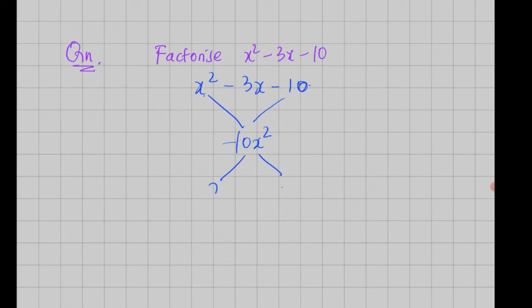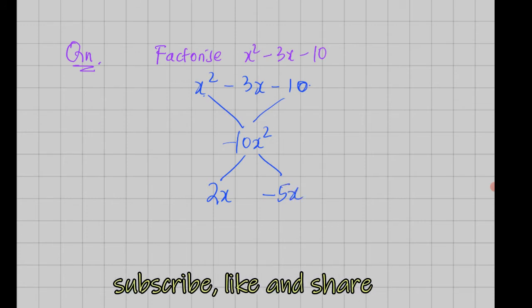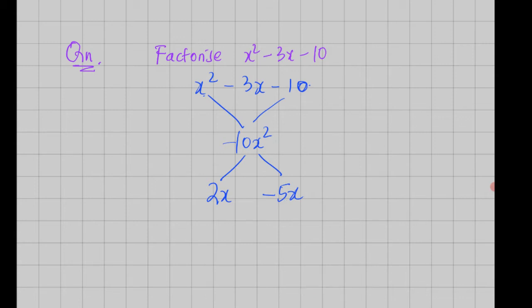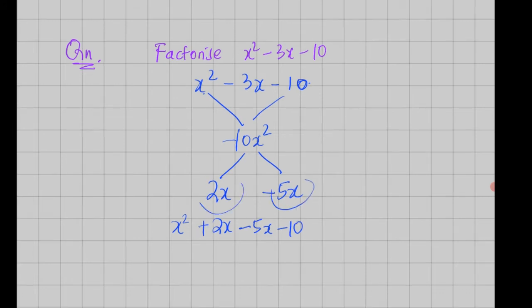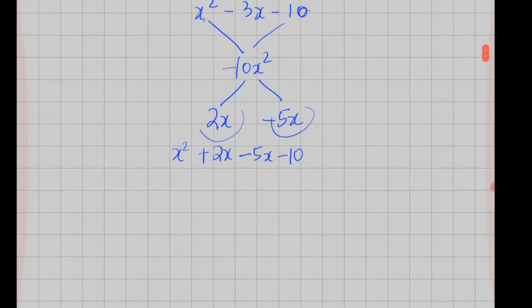So what are these numbers? These are 2x and minus 5x, right? If we say 2x times minus 5x, we get minus 10x squared, and if we add these, we get minus 3x. So we write x squared plus 2x minus 5x minus 10. What have we done here? We have replaced the minus 3x with these two numbers, right? So now we factorize this and this.